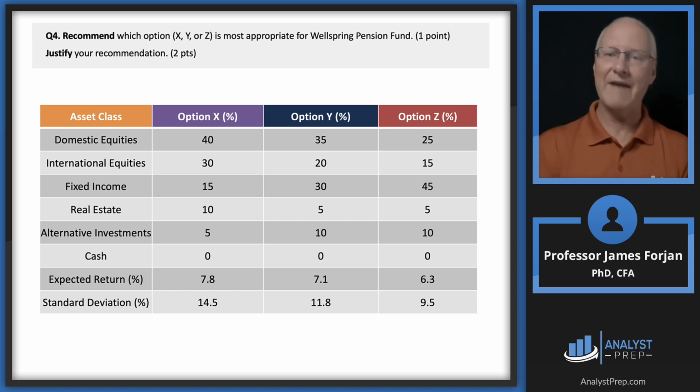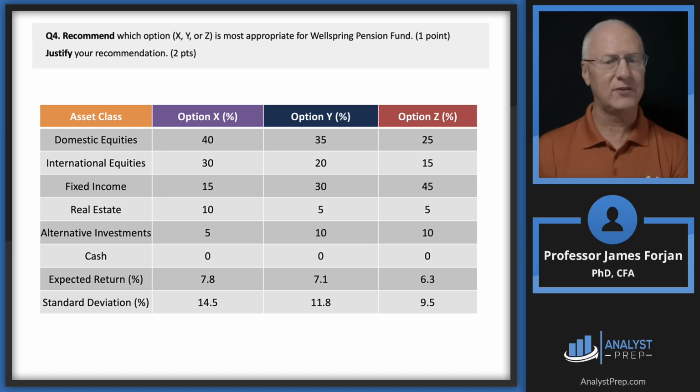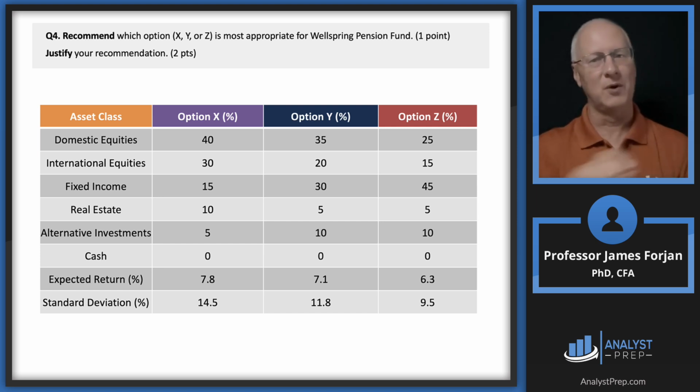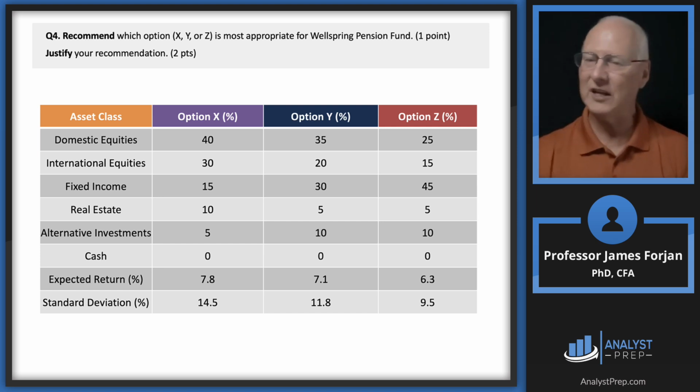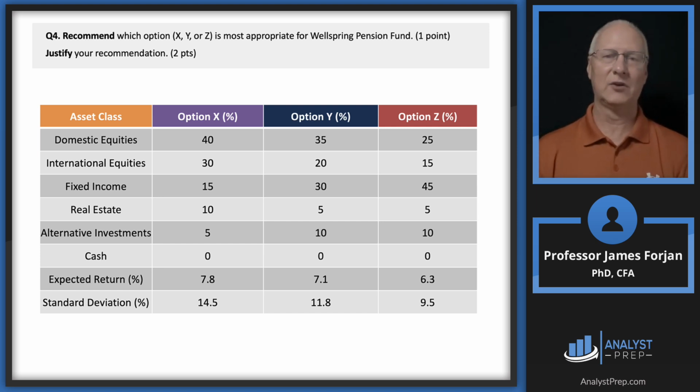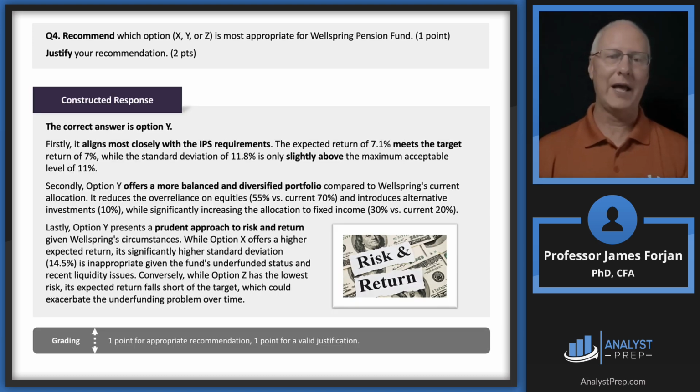But in this case, we don't have the perfect one, so we have to make a little bit of a trade-off. In fact, I would probably make the argument that even if that standard deviation of 11.8% clearly exceeds the objective, it's the most appropriate. The Institute is big on not what is the most accurate, what is perfectly accurate, what is the perfect ideal solution. The Institute always says most appropriate. So yeah, why is Y the most appropriate?